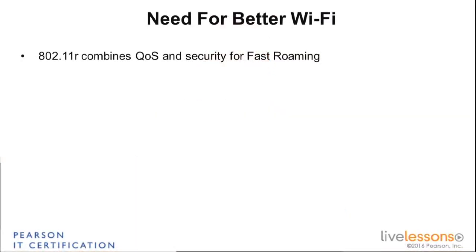And there are a few amendments that you want to be aware of for the CCNA wireless and also for your work as a Wi-Fi engineer. One of them is 802.11r. This one is for roaming.